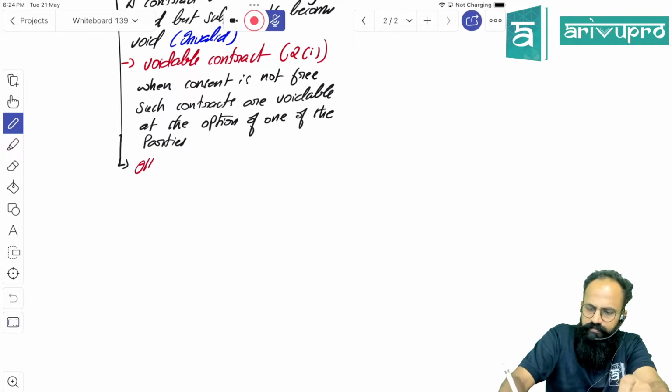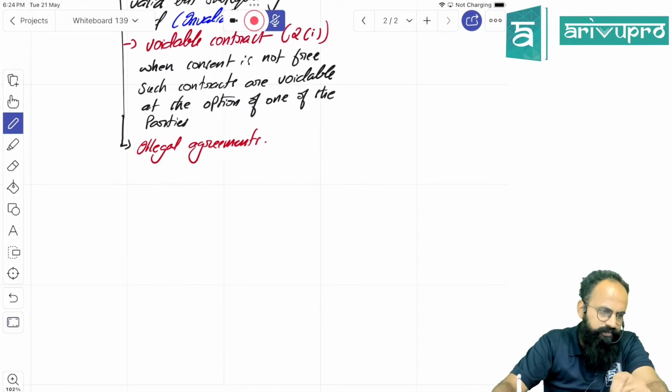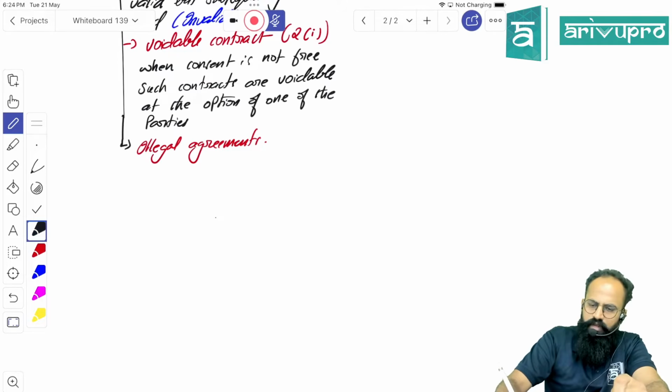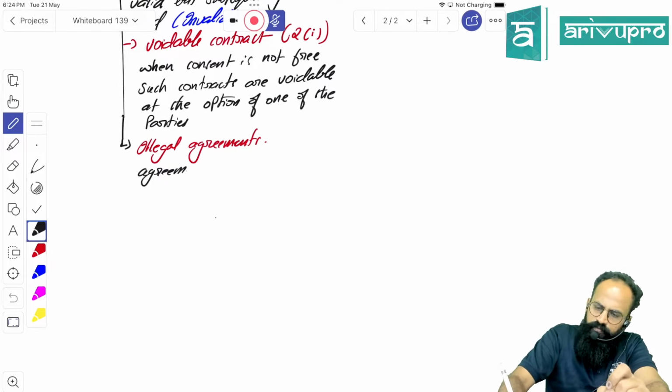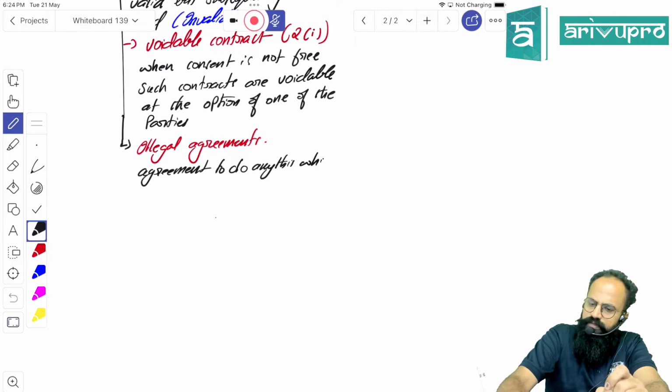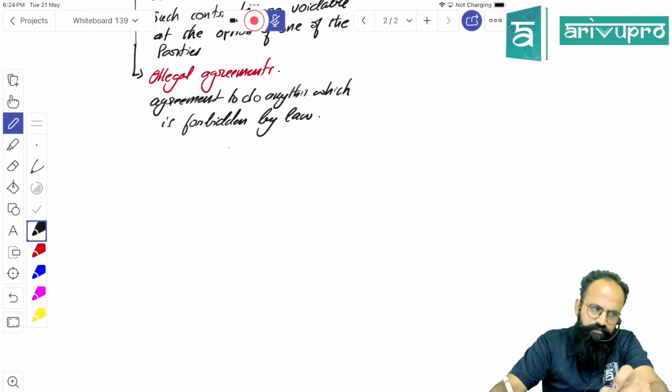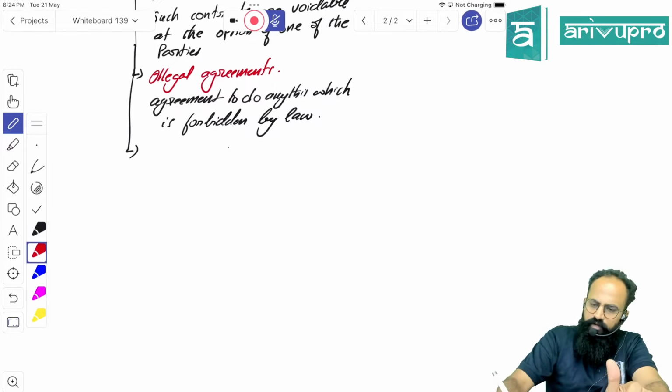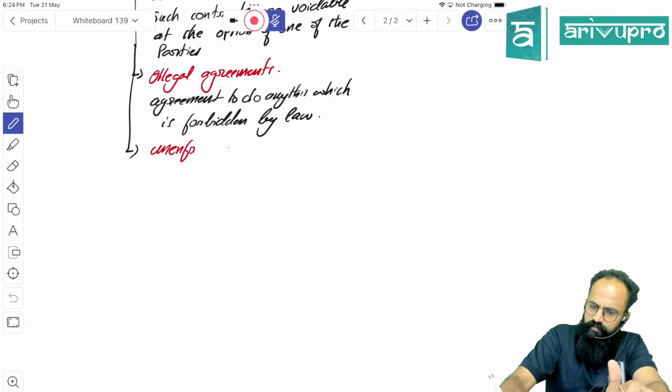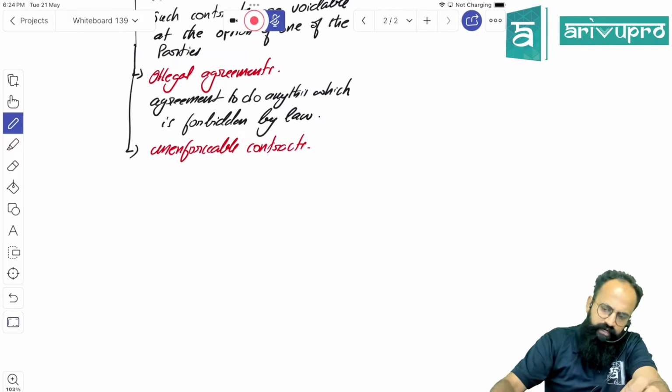illegal agreements. Illegal agreements: an agreement to do anything which is forbidden by law. The last one, unenforceable contracts. What do you mean by unenforceable contracts?